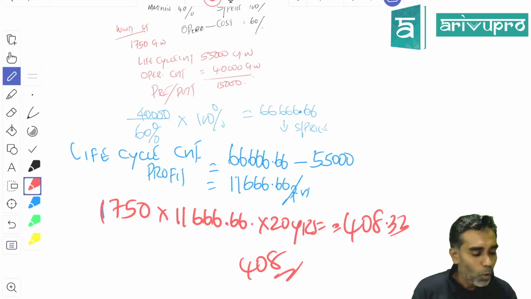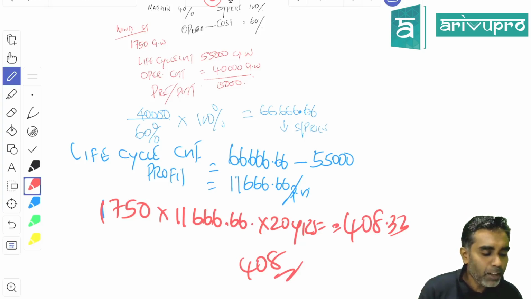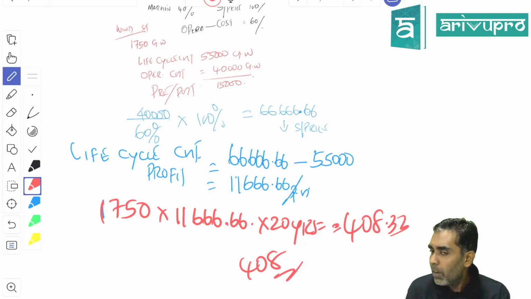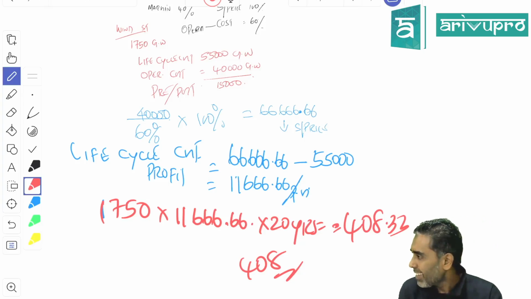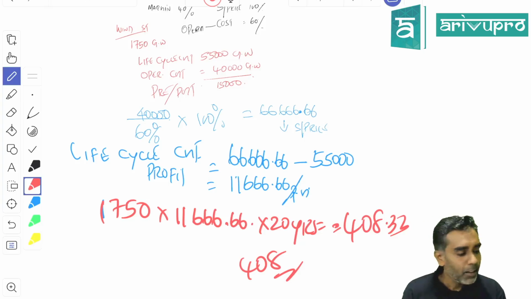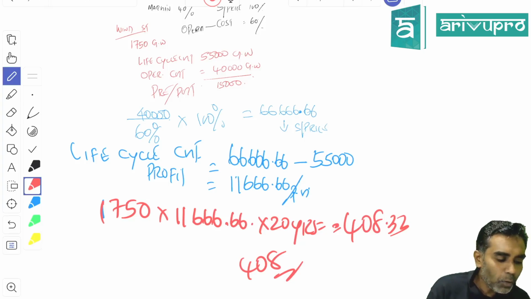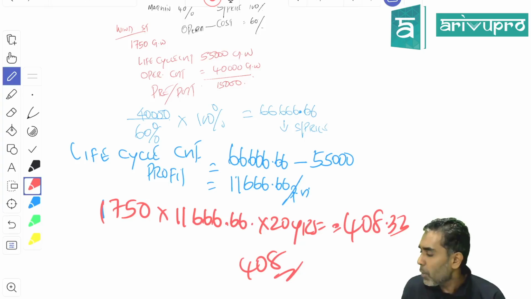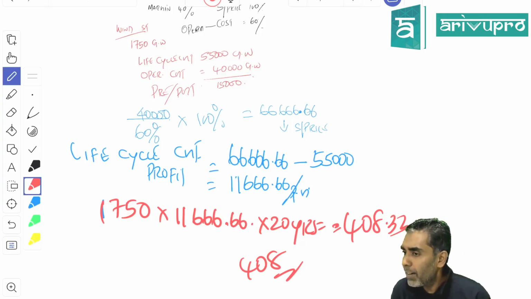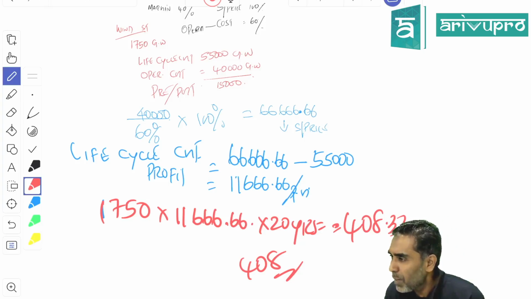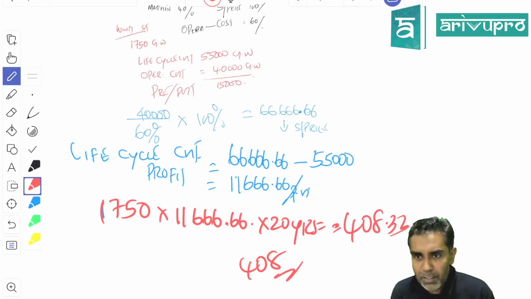Which of the following are benefits of life cycle costing for the whole company? First answer, it facilitates the designing out of cost at the product development stage. Do you all agree with me? Yes. Finding ways of reducing the cost is what is known as designing out cost. That's correct.